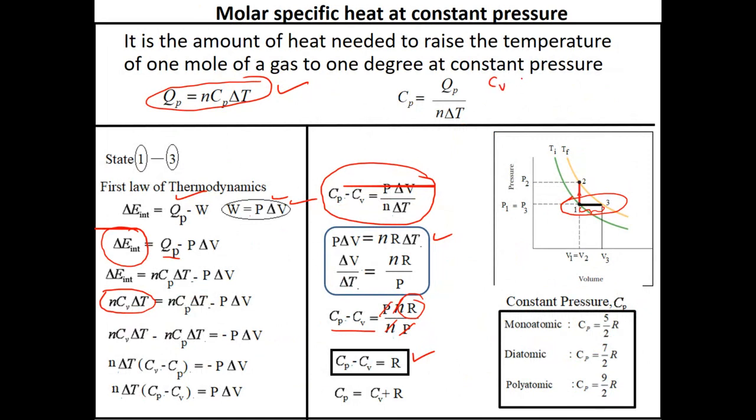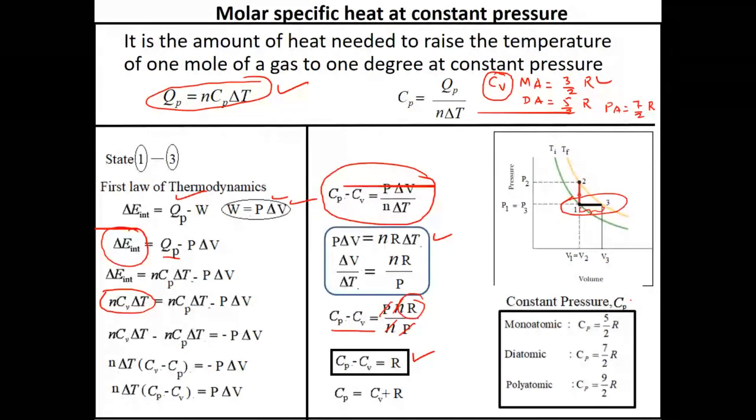If it is monoatomic, it is 3/2 times R. Am I right? Yes. Diatomic, 5/2 times R. Triatomic, polyatomic, 7/2 times R. Okay. This is for constant volume, the molar specific heat at constant volume. You will have this value for different shape objects, different atomic structures.